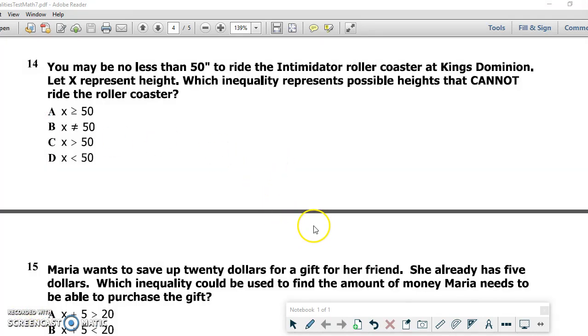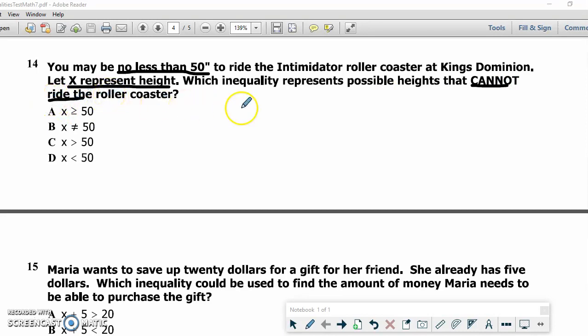So for number 14, you must be no less than 50 inches to ride the Intimidator roller coaster at King's Dominion. Let X represent height. Which inequality represents possible heights that cannot ride the roller coaster? So let's identify our important information. No less than. X is going to represent the height, and we want to know the people who cannot ride the roller coaster.